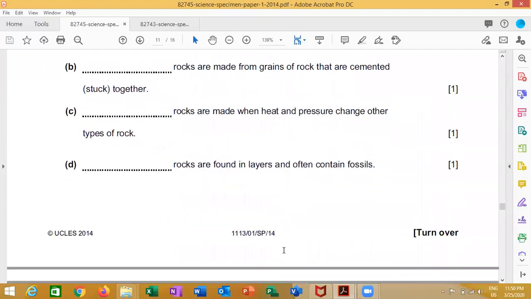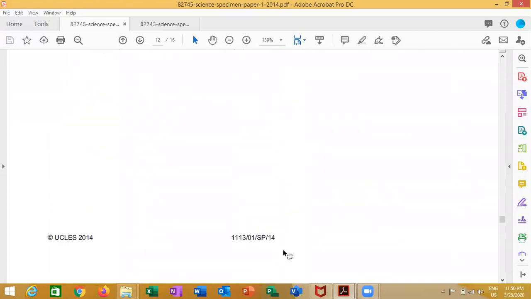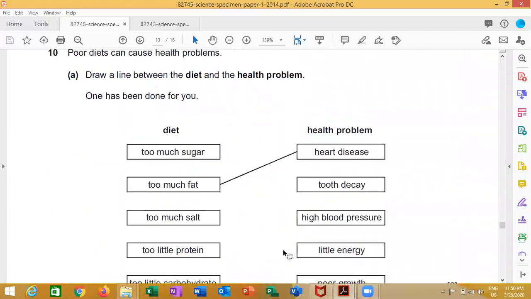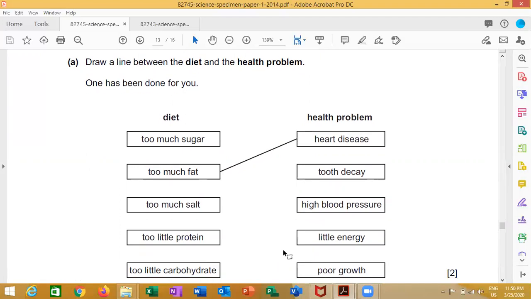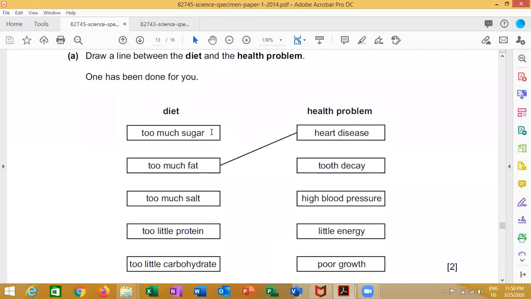Question number 10. Okay, this part here is about the balanced diet. Let's see how eating too much of each type of nutrient affects your health. Let's start with too much sugar. It can cause tooth decay. Too much salt. It can cause high blood pressure. Too little protein. It can cause poor growth.